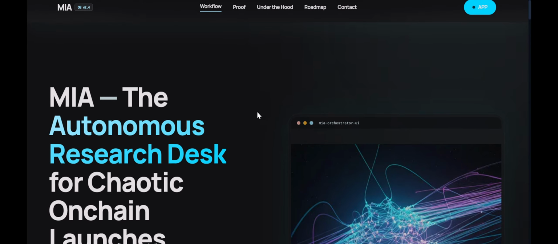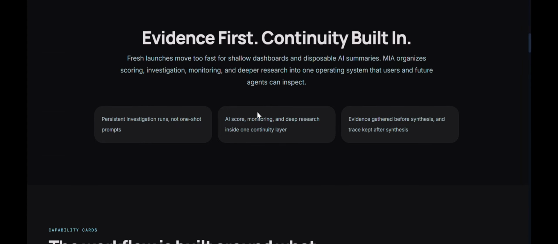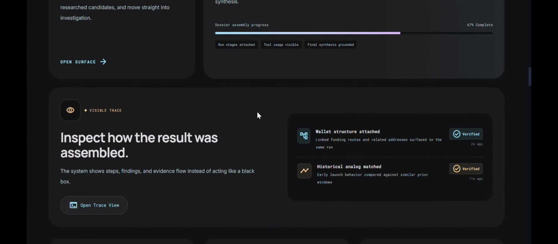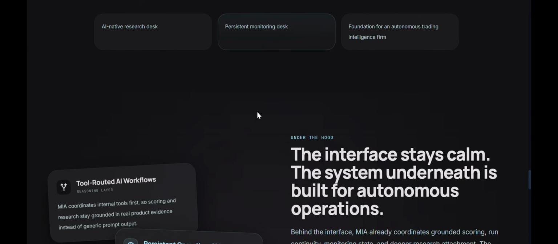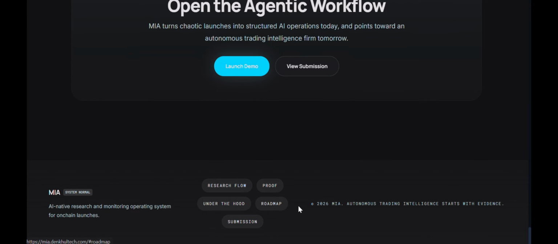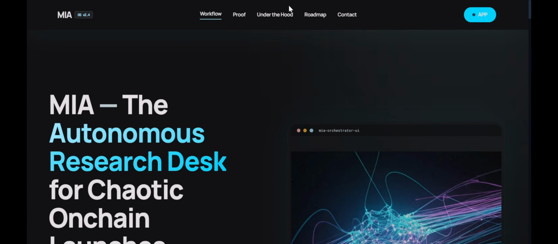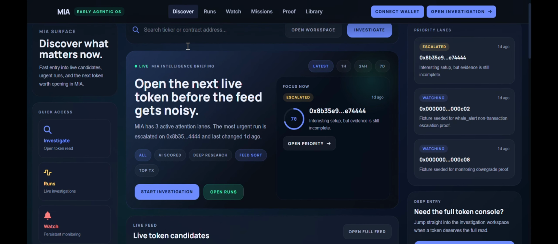On-chain launches move incredibly fast, and for human analysts, that creates a difficult problem. New tokens appear constantly, information changes by the minute, and most people are forced to make decisions in a very noisy environment. In practice, most available tools still rely on the same pattern. They show charts, raw activity feeds, or one-shot AI summaries, but they do not maintain a living thesis as the evidence changes over time. That is the gap MIA is designed to solve.